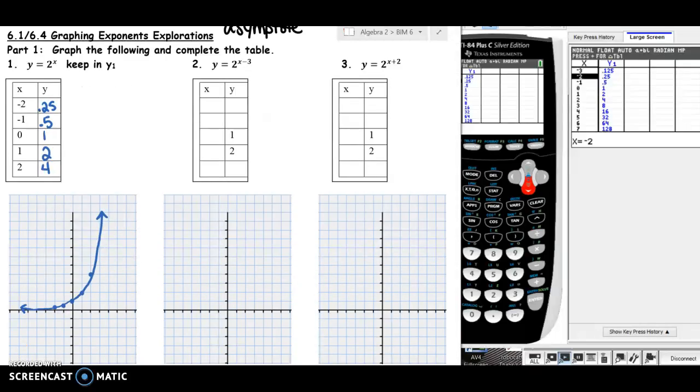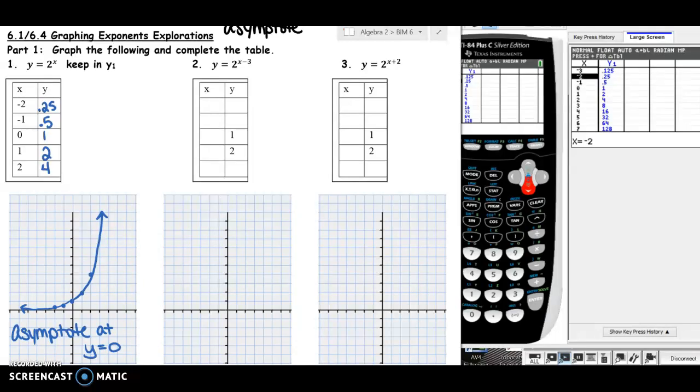When you graph this, on the left side, you need to make sure that you do not cross the x-axis. There is an asymptote, and the equation for that asymptote is y equals 0. It is a horizontal asymptote, so y equals, and it's right at the x-axis, so that has a y value of 0.